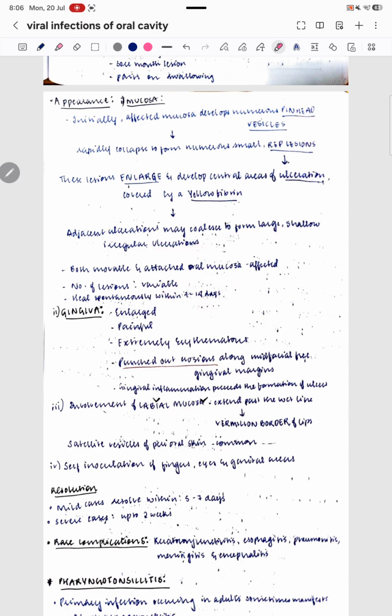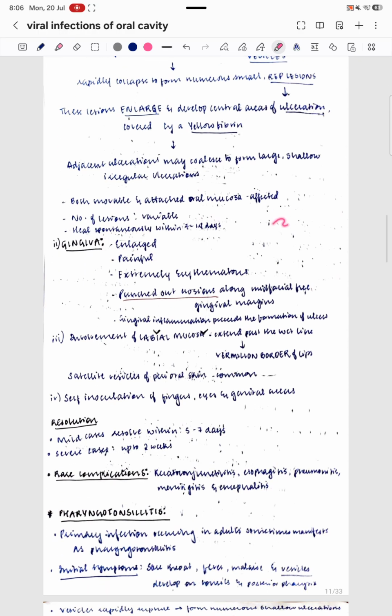Now coming to the gingival enlargement. The gingiva is enlarged, it is painful, extremely erythematous, and there are punched out erosions along the mid facial free gingival margin. So basically there are punched out lesions which are seen in the gingiva.